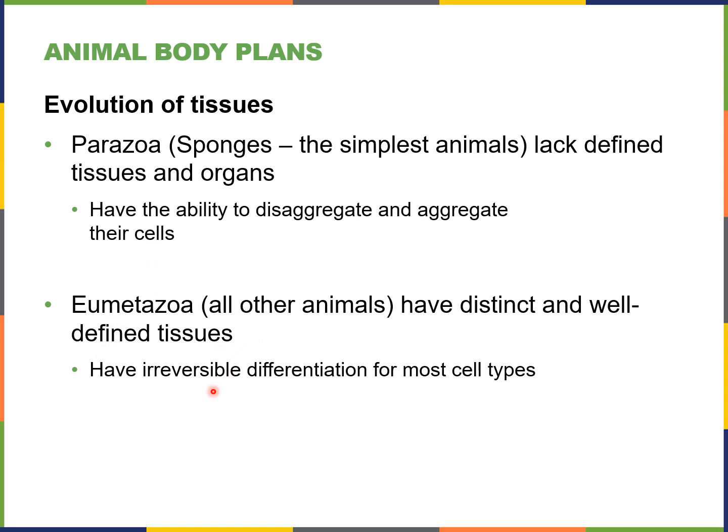And eumetazoa also has irreversible differentiation for most cell types, which means that we have cells for certain organs or tissues, like we have kidney cells, or we have cells that have differentiated and have a purpose, whereas these guys have more simple cells that can do different things within the body.